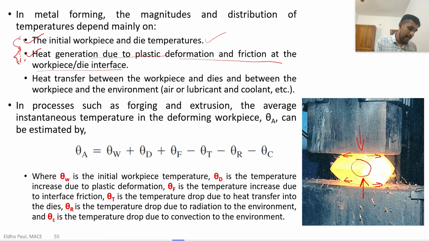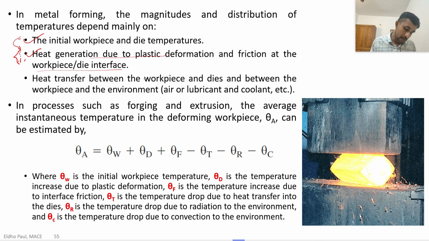Okay, and how is this generated heat transferred to the environment and to the die? This generated heat may transfer to the die because the die is cold, but the workpiece is very hot. So there is a chance for heat transfer from the workpiece to the die. Another is the transfer of heat from the workpiece to the atmosphere, by radiation or by convection, etc. So these are the different heat transfers and heat generation in metal forming.